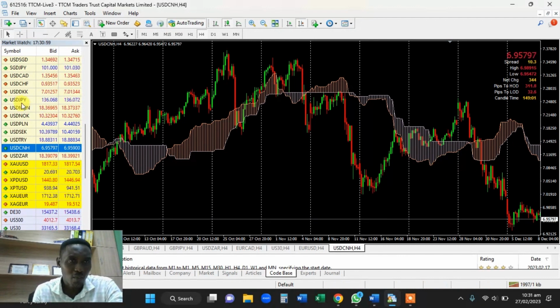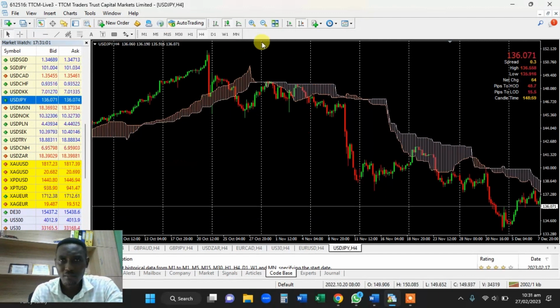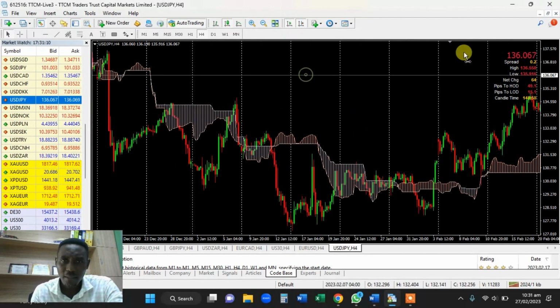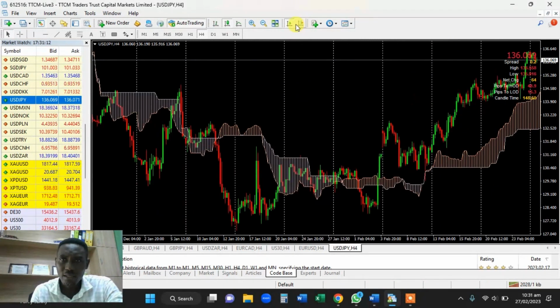Let me look at USD/JPY before we finish. So yeah, it's been from 2nd February to now. The market has been up. There's no turning back. So there are a few drops, but basically the market is bullish.